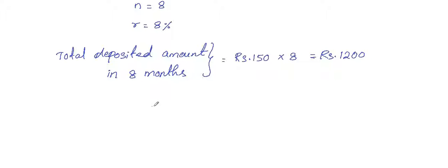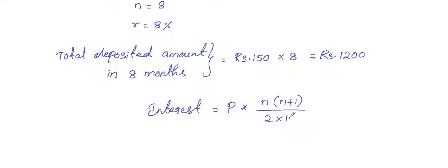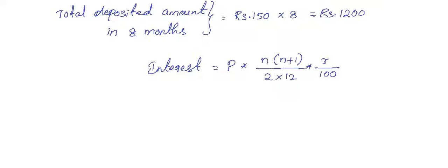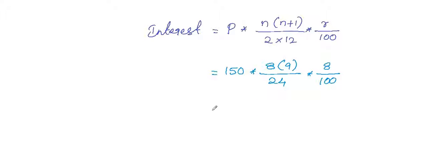Now find the interest she got after 8 months. Interest is equal to P into n plus 1 divided by 2 into 12 into R by 100. So substitute all the values and find the interest. P is equal to 150 and N is 8, N plus 1 is 9, divided by 24, into 8 by 100. So if you simplify this, 150, 8 times 9 becomes 72 divided by 24 into 8 by 100.